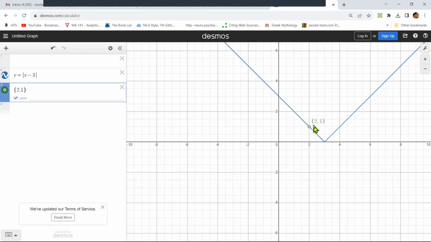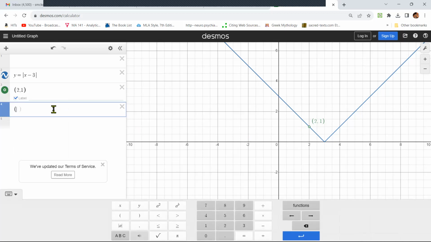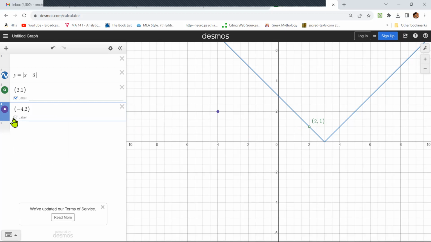Now the other part of it is the point 2, -4. So this is 2, -4, and I'm gonna label that point. This has a discontinuity, doesn't it? What kind of discontinuity do we have? Well, it's not a jump and it's not infinite. It's removable. It's removable.